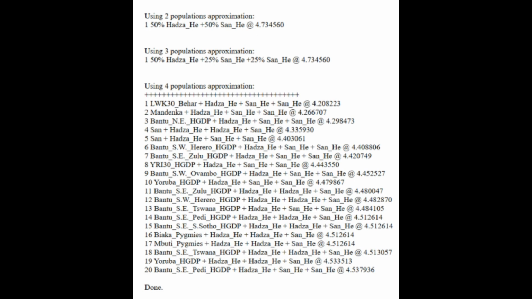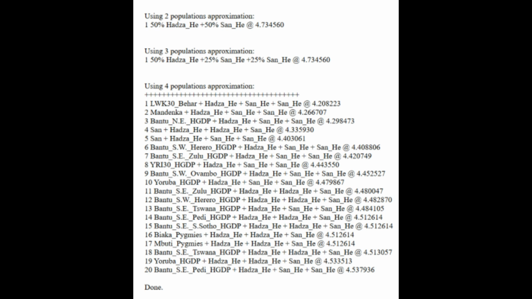So for the 3 population sources, it has me at 50% Hadza He, plus 25% San He, plus 25% San He, which has the number of 4.73. So that's a very close number. I already talked about these communities a few bits ago. They're pretty much the African sources that they linked me to when it came to the Seoul population reference points.